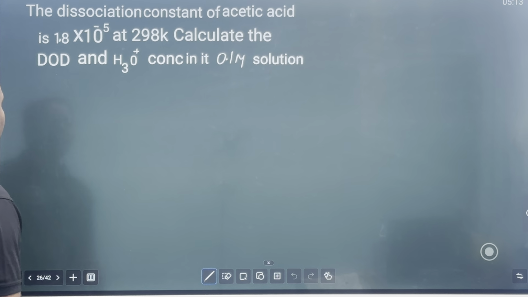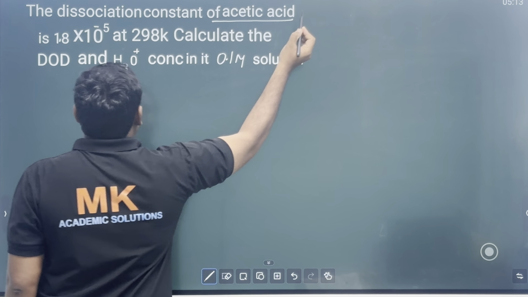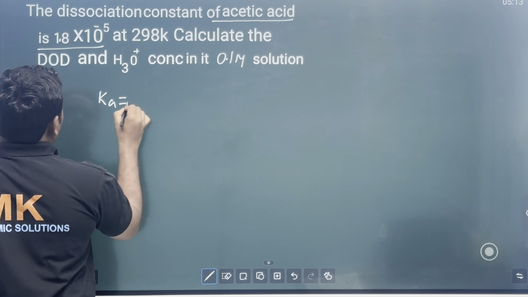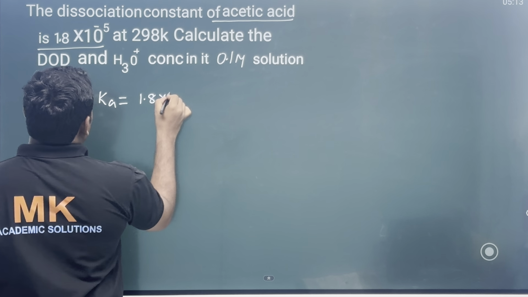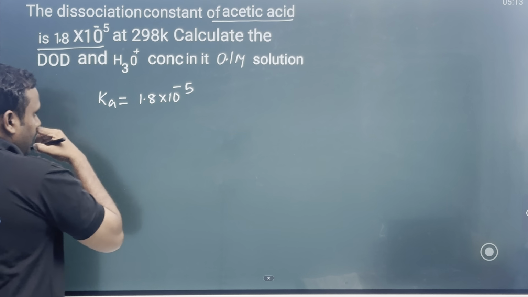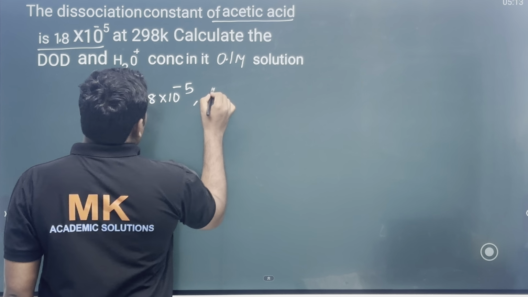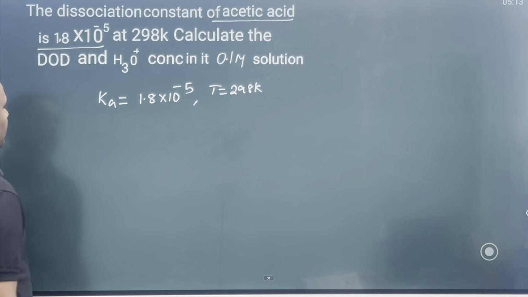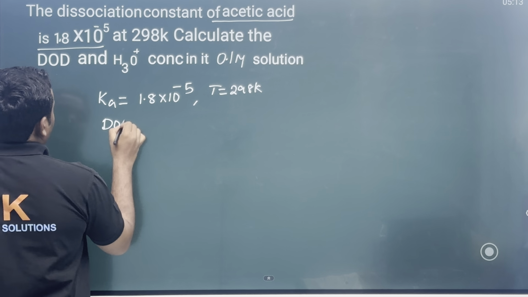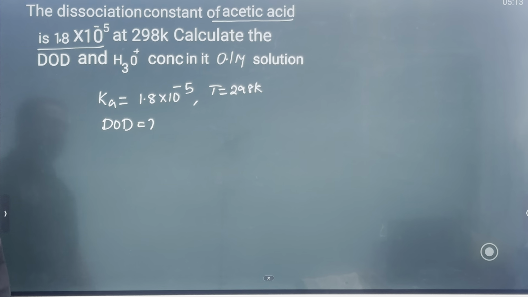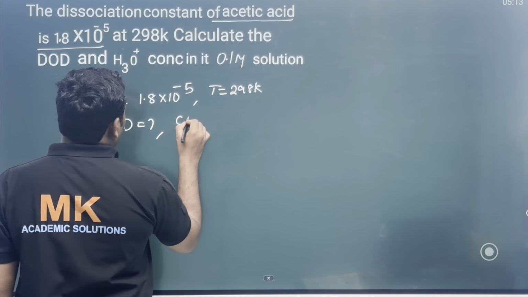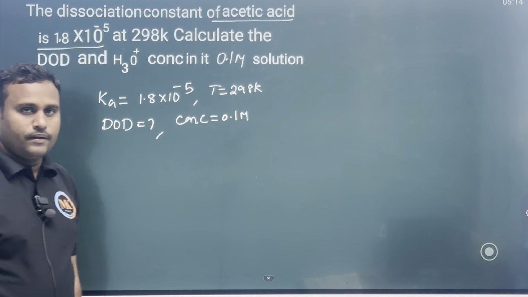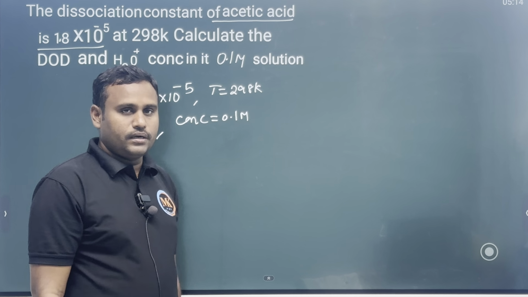Let us see an example here. The dissociation constant of acetic acid is 1.8 into 10 to the power of minus 5, so Ka is equal to 1.8 into 10 to the power of minus 5, at a temperature of 298 Kelvin, which means constant temperature. Calculate the degree of dissociation. The concentration given is a 0.1 molar solution.